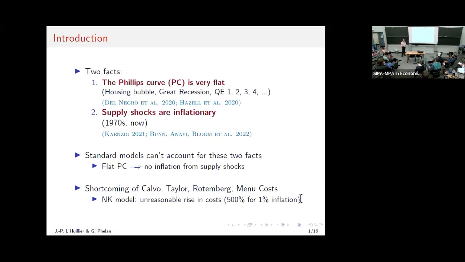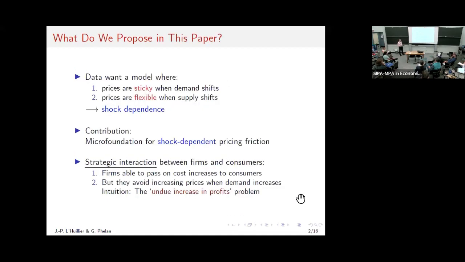To give you an idea of the orders of magnitude, if you take benchmark estimates of the slope of the Phillips curve in the literature, you're going to have to assume that, for example, the desired markup of firms increases by 500% to get just a rise in inflation of 1%. So this is, in our opinion, a shortcoming that motivates the paper.